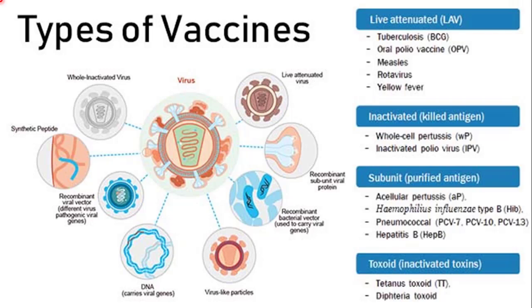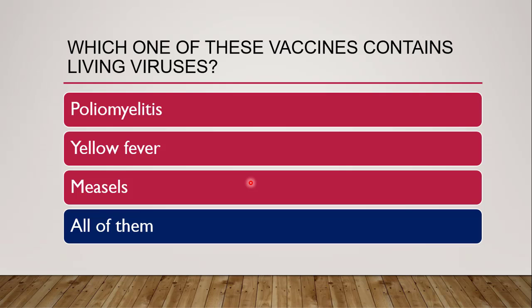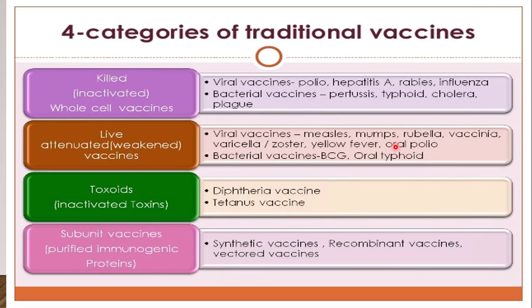So for living viruses we will have to go to this diagram because there is a bifurcation. Viral vaccines. Now here the living viral vaccines are measles, mumps, rubella, vaccinia. So the correct answer is all of them: measles, yellow fever, poliomyelitis, etc. Polio is both killed as well as live.